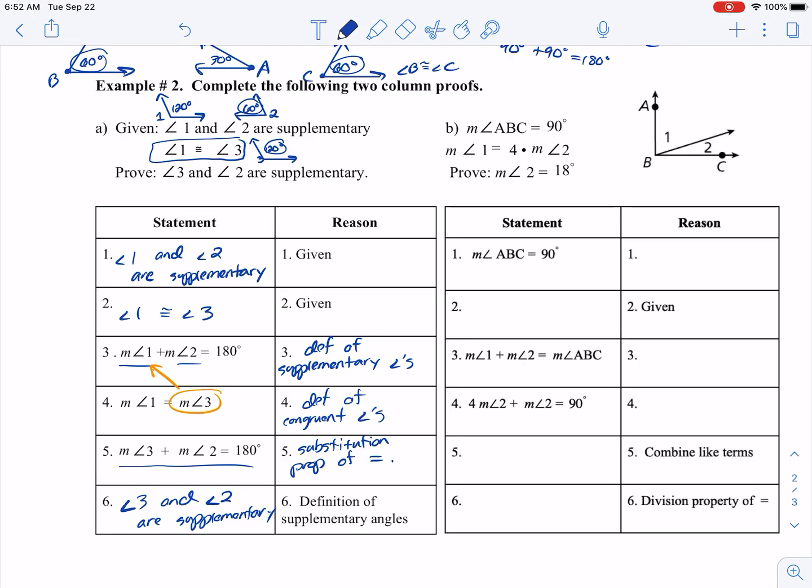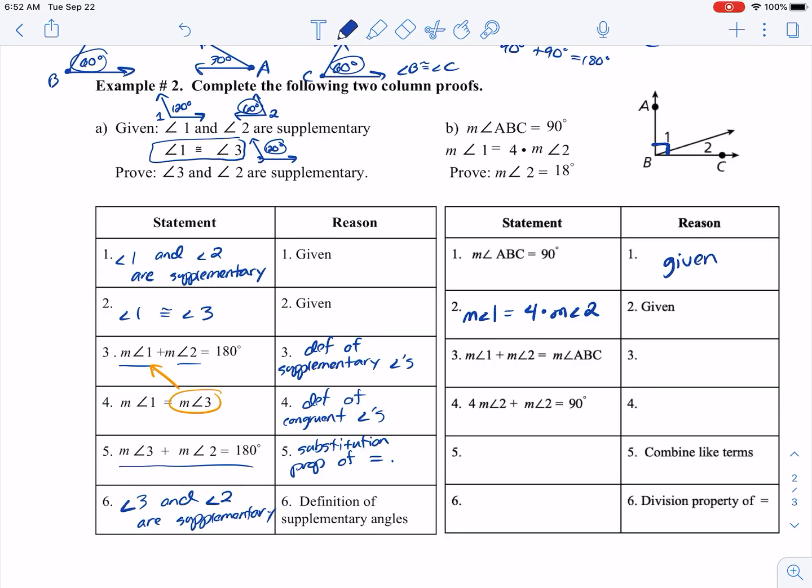You're told that the measure of angle ABC is 90 degrees, so we're told that this is a 90-degree angle. We're told that the measure of angle 1 equals 4 times the measure of angle 2, and we want to prove that the measure of angle 2 equals 18 degrees. Once again, I'm going to get you started with your given statements. So this right angle is a given statement, ABC. And then your second given statement would be the measure of angle 1 equals 4 times the measure of angle 2. Okay, why don't you go ahead and fill in what's missing here, and then we'll check your work when you're done.